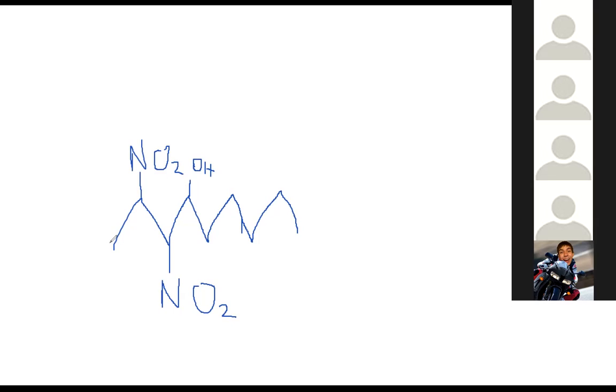So let's see. Non indicates 9. 1, 2, 3, 4, 5, 6, 7, 8, 9. So you got the 9 correct. For all. 1, 2, 3, 4. Looking good. 2, 3 dinitro. 1, 2, 3. Oh crap. Oh, double crap. Oh, sorry about that. Alrighty. So yeah, that was correct. Yeah, good job.